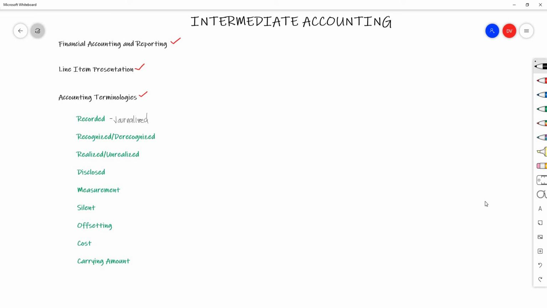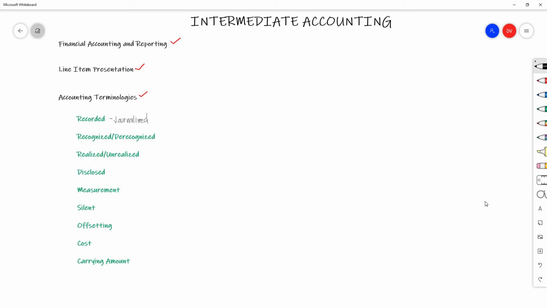Next, recognize and derecognize. Basically, recognition is just like recording. The difference is that recording is a more detailed term. When you say record, it is journalized, therefore it is presented in the financial statement. When you say recognize, this is the act of including a transaction or an account in the financial statement. So when you say we recognize that asset, this means that we include that asset in the financial statement. Recognize means inclusion.